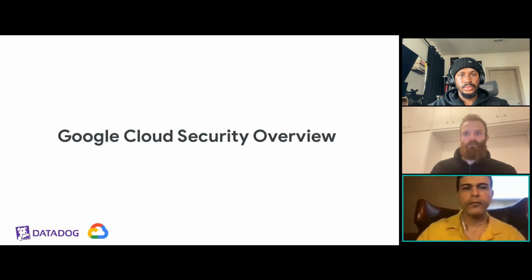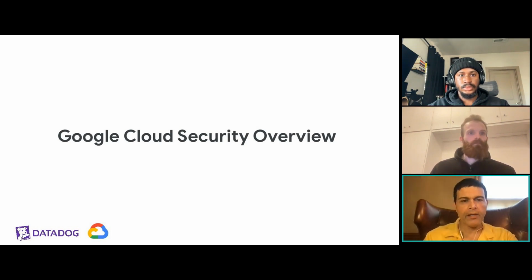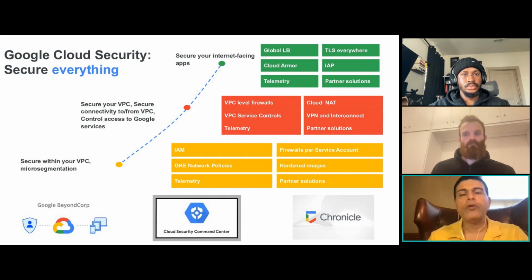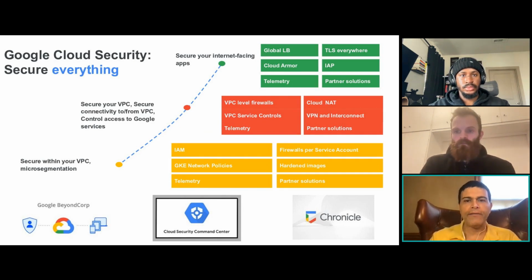Thank you, Martin. So let's start with talking about what security means inside Google Cloud and how we can accomplish the goal of security. So what is our philosophy when it comes to securing your applications in the cloud? It's very simple. You have to secure everything every time you can.